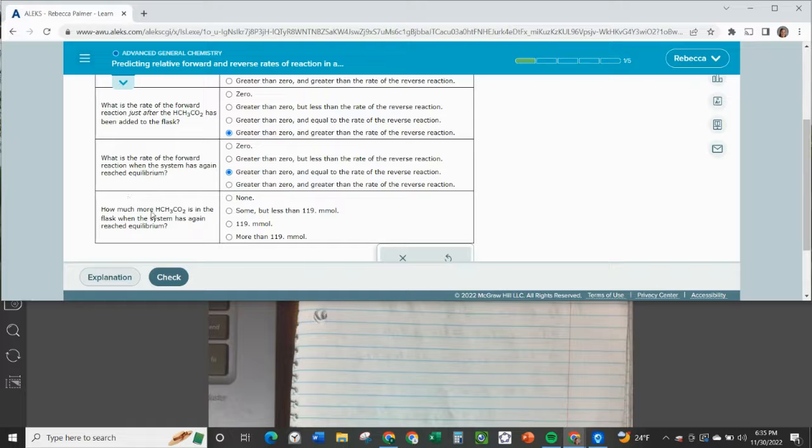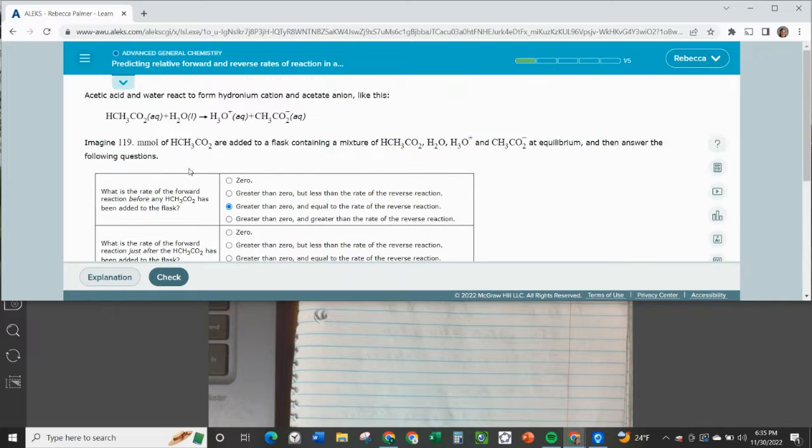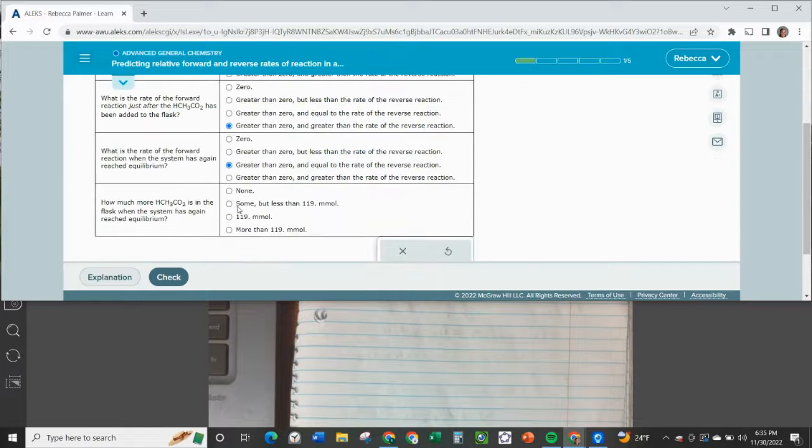And then it says how much more HCH3CO2 is in the flask when the system has again reached equilibrium. So we had some in there already, and then we added more, but some of this went to our products. So we don't have all of that. So how much more? Well, we have some more, but we have less than 119 millimoles.